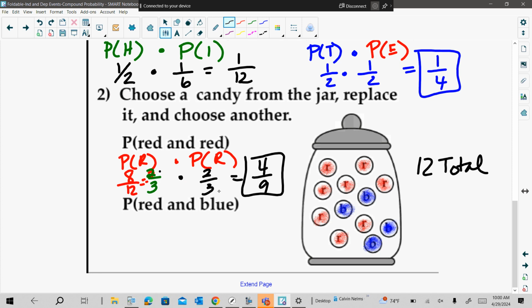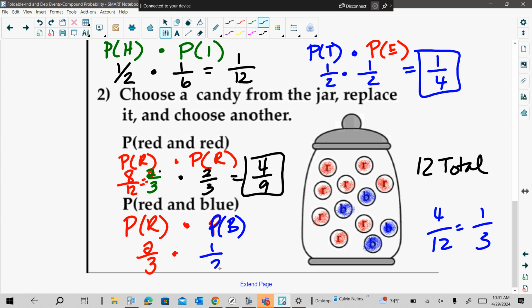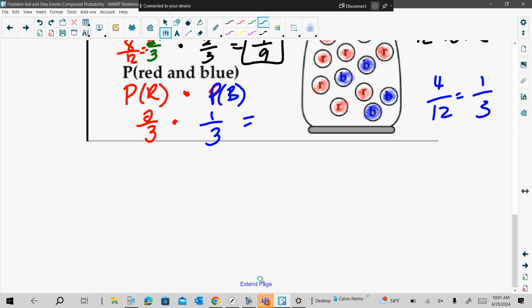All right, now we want to do probability of red and blue. So red times the probability of blue. We already know our probability of red is 2/3. What's the probability of blue? 1/3. We have 2 out of 12. I'm sorry, 4 out of 12, which reduces, yes, to 1/3. All right, multiply those together. Yep, 2/9.